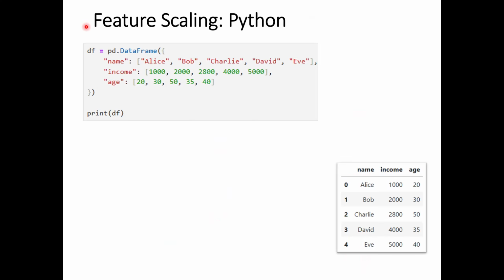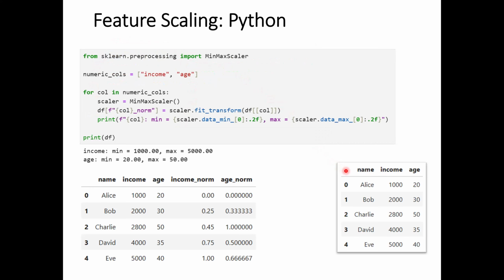In Python, it looks like this. First, we define our dataset. We import the MinMaxScaler class from the preprocessing module and perform feature normalization in the same way as we did with StandardScaler.